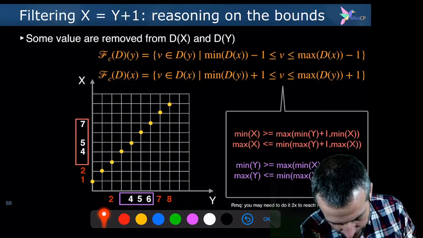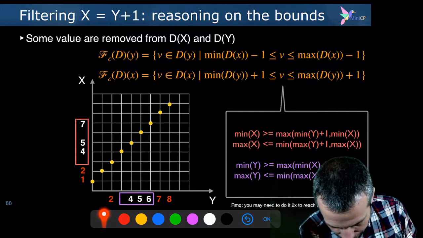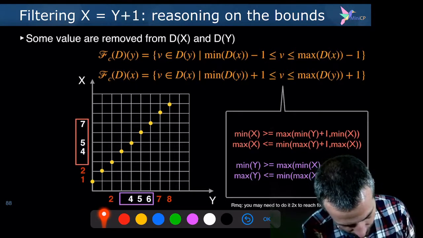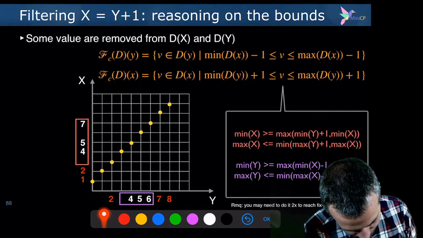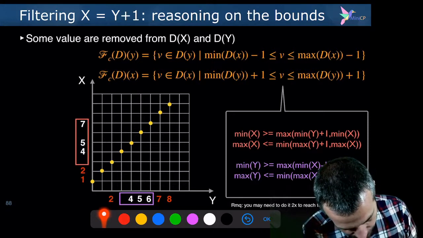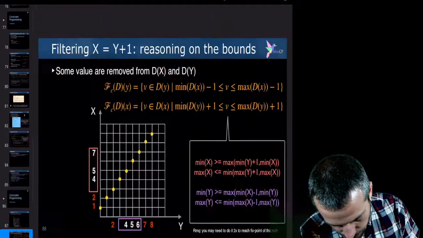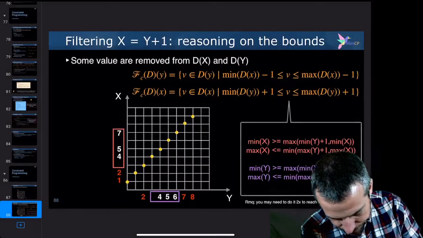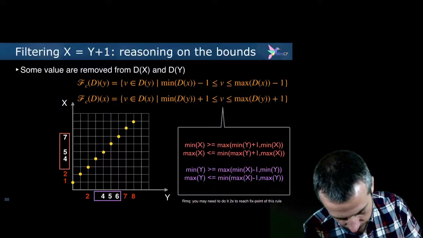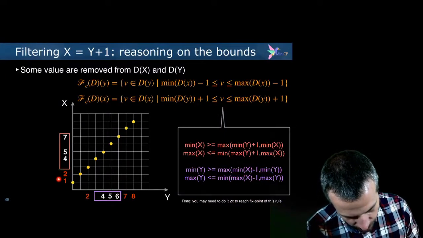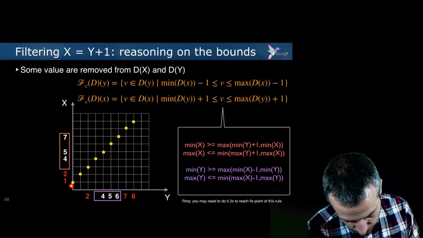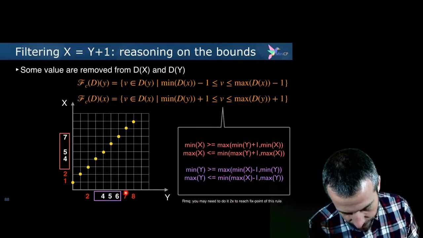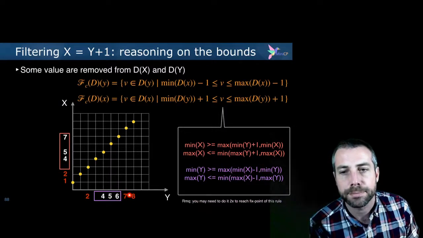You will say that the minimum of x is equal to the maximum of the minimum of y plus 1 and the minimum of x, and similarly for the maximum of x. And so you will update it like this, and project. You will project it here. And so you will get rid of these two sets of values, the values 1 and 2 for the domain of x. And similarly, we will get rid of the values 2 and 7 and 8 for the domain of y.